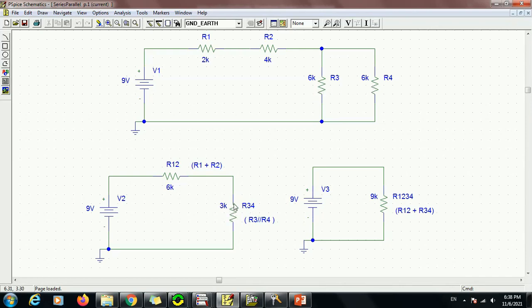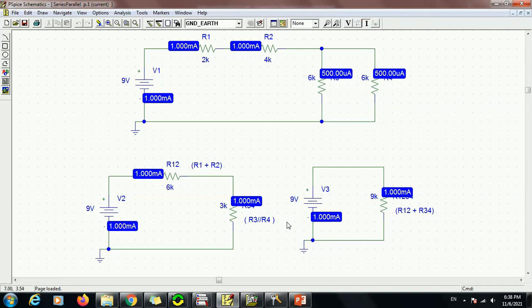Now we simplify the circuit further, and these two resistors look like they are in series, so we can add them to get this 9 kilo ohm here. If we analyze the total current passing in this circuit, it must be the 9 volt divided by the 9 kilo ohms, which is 1 milliamp. So 1 milliamp is the total current passing in this circuit. We go a little step backward here. This is the 1 milliamp, and we can see it here if we put the values here. So this is the total current, the 1 milliamp.